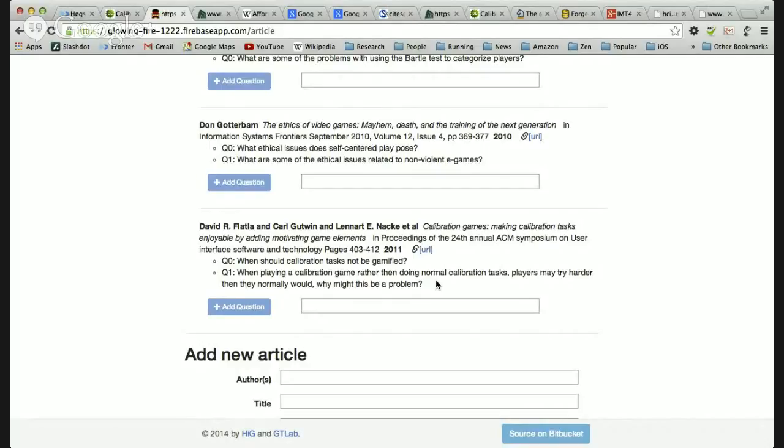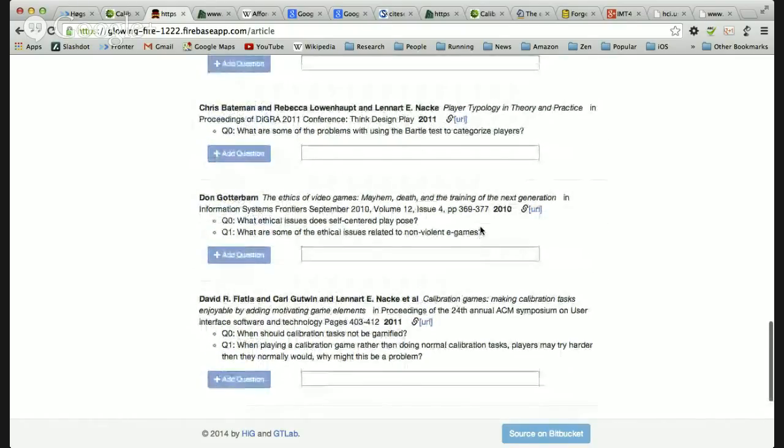When playing a calibration game rather than doing normal calibration tasks, players may try harder than they normally would. Why might this be a problem? We discussed that one exactly as well, so we covered that. I would say that these were all good questions. Right on spot. So please post your questions there, and then we test whether the voting and counting of the votes works.